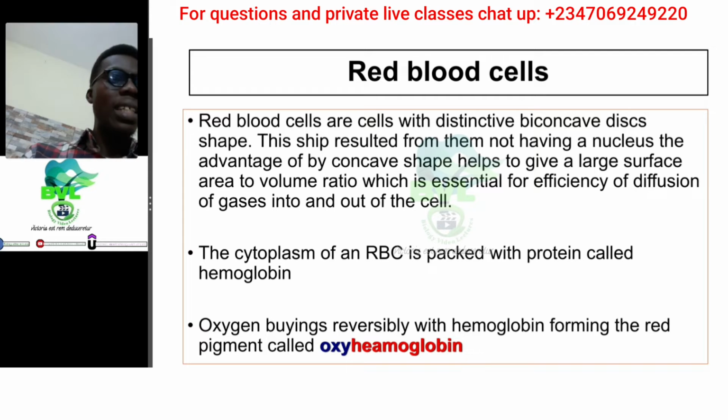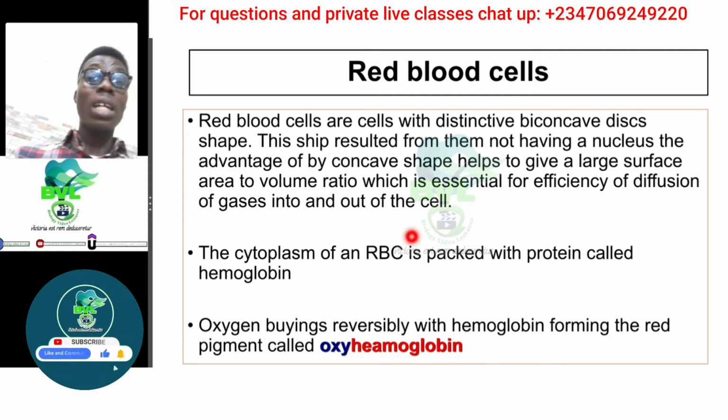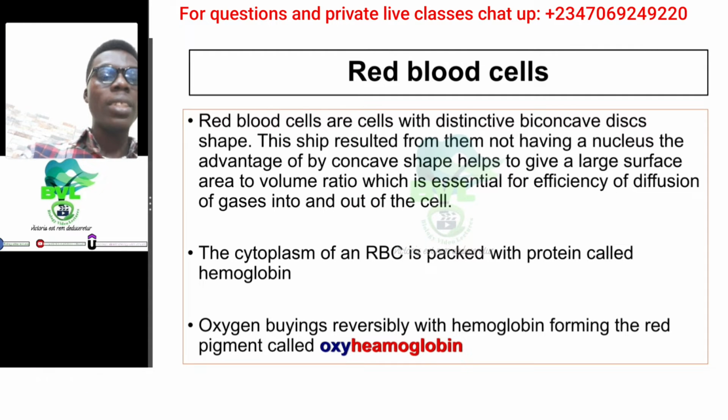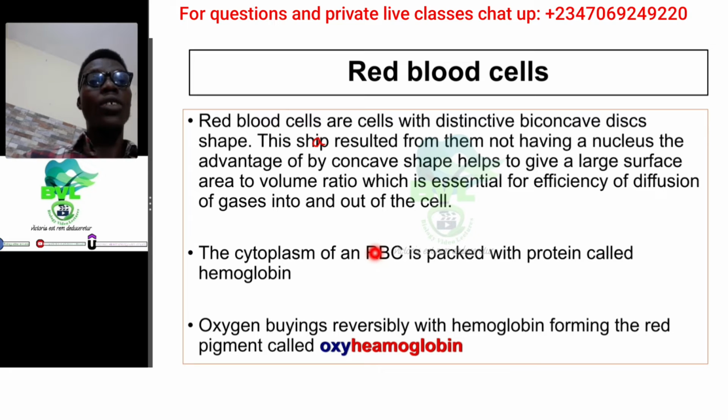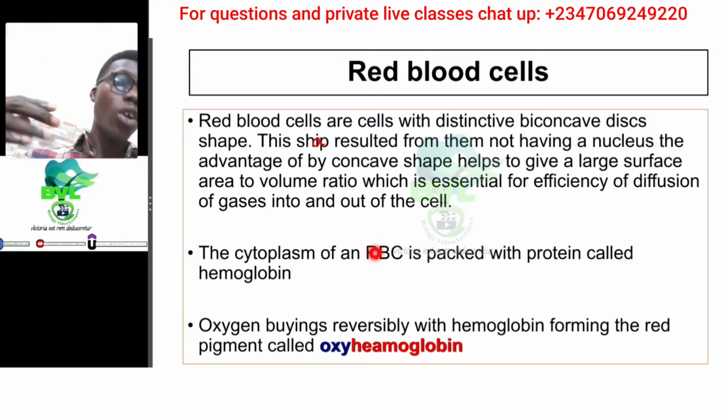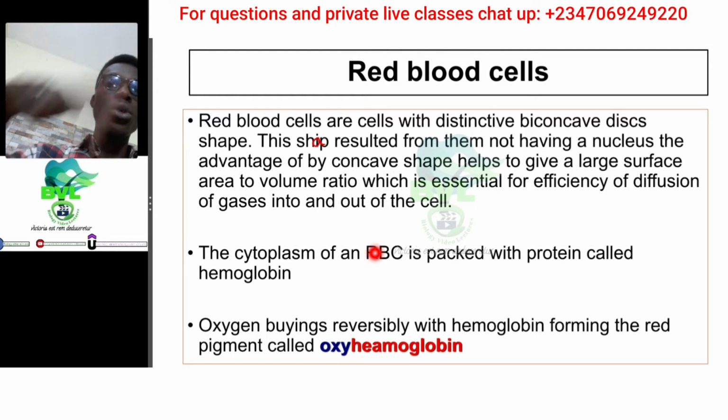All right. Now it says here, sorry, I have a few typographical errors here. I'm really sorry, I found out quite late. So it says this shape resulted from them not having a nucleus. The advantage of the biconcave shape is that it gives a large surface area, which is essential for diffusion of gases in and out of the cell. Then, of course, most importantly, it can go through the blood vessel without getting ruptured.